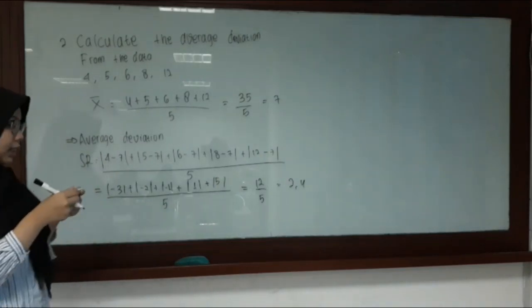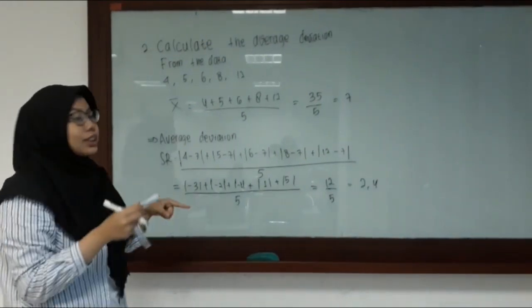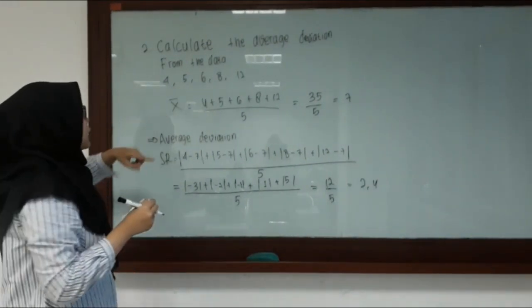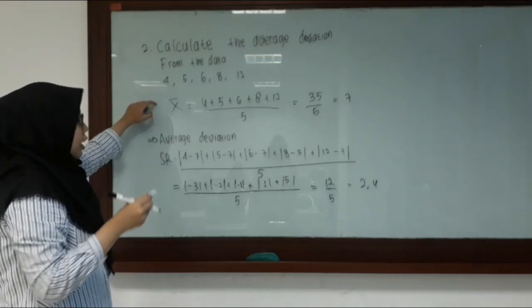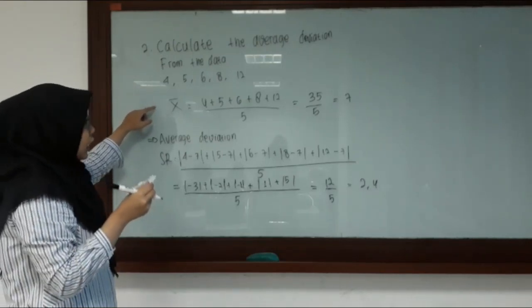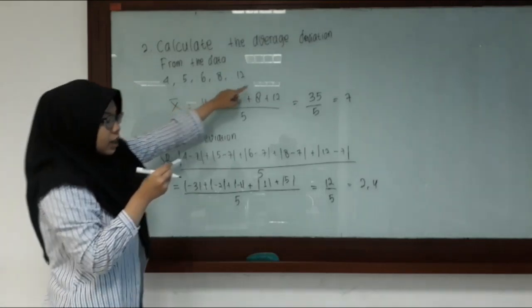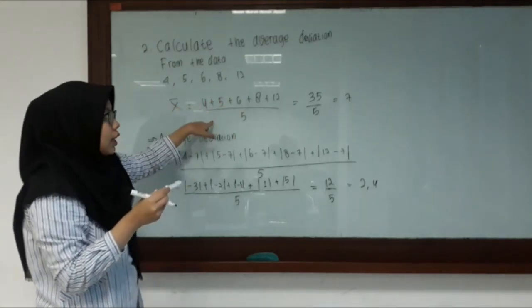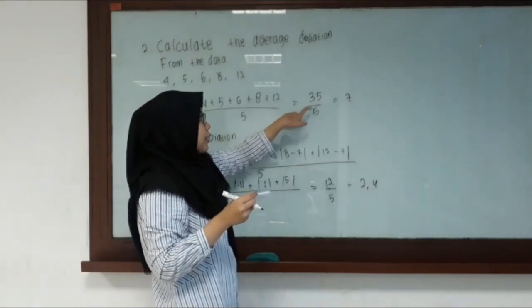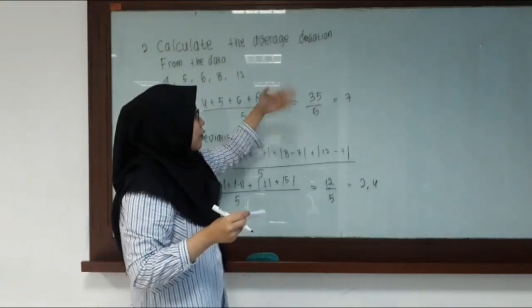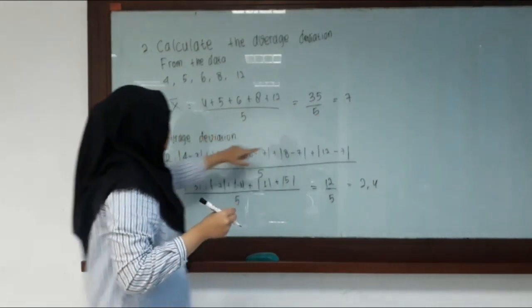Now I will explain the second question. Calculate the average deviation from this data. First, we should find the average, the sum of all the data divided by the amount of data. So we get 35 divided by 5, which is equal to 7.